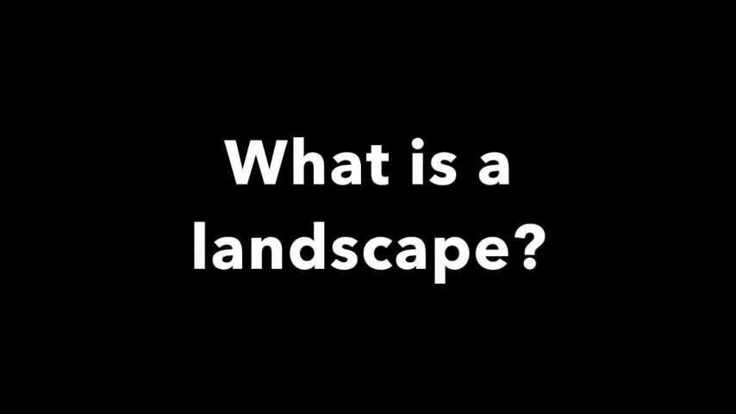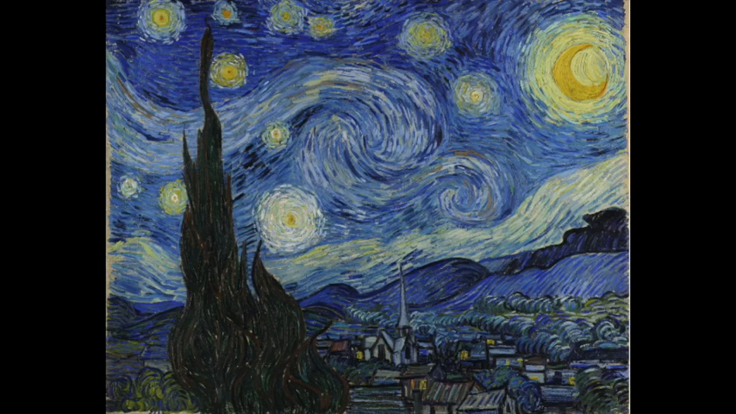Now, you might be wondering, what is a landscape? Well, let me show you. A landscape is an artwork that includes natural scenery like mountains, rolling hills, trees, lakes, and so on. Sometimes landscapes also include animals, houses, and people.